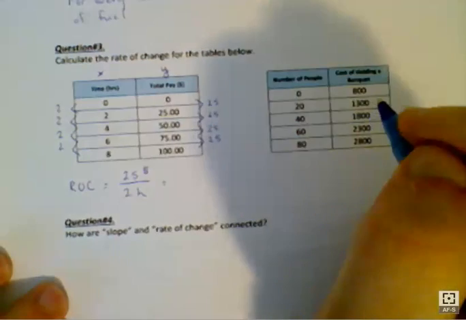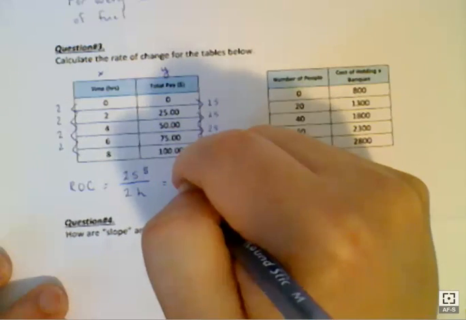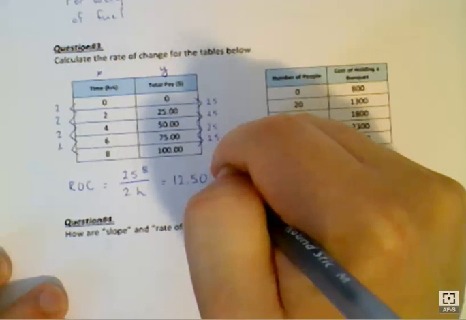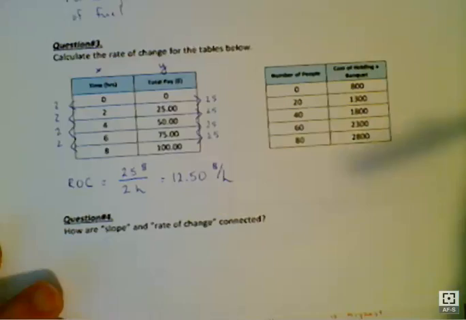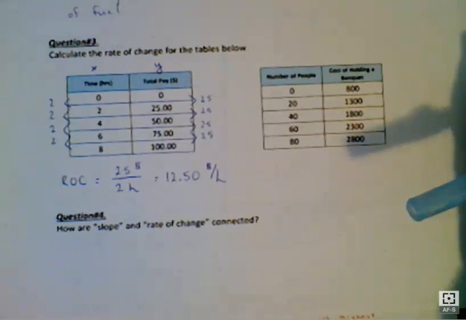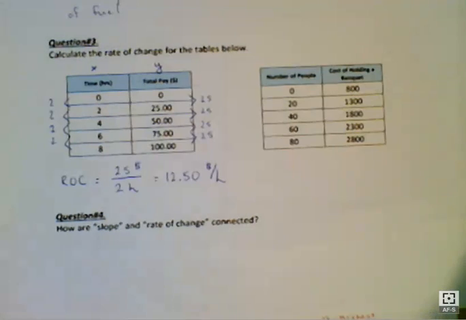And here the rate of change, when you divide 25 by 2, gives you 12.5, or in this case, $12.50, and we divided dollars per hour. So this table, that rate of change, represents this person's wage, their salary per hour. Can you guys take a moment, pause the video, try this for the second table, and then we'll wrap things up, connecting slope and rate of change.